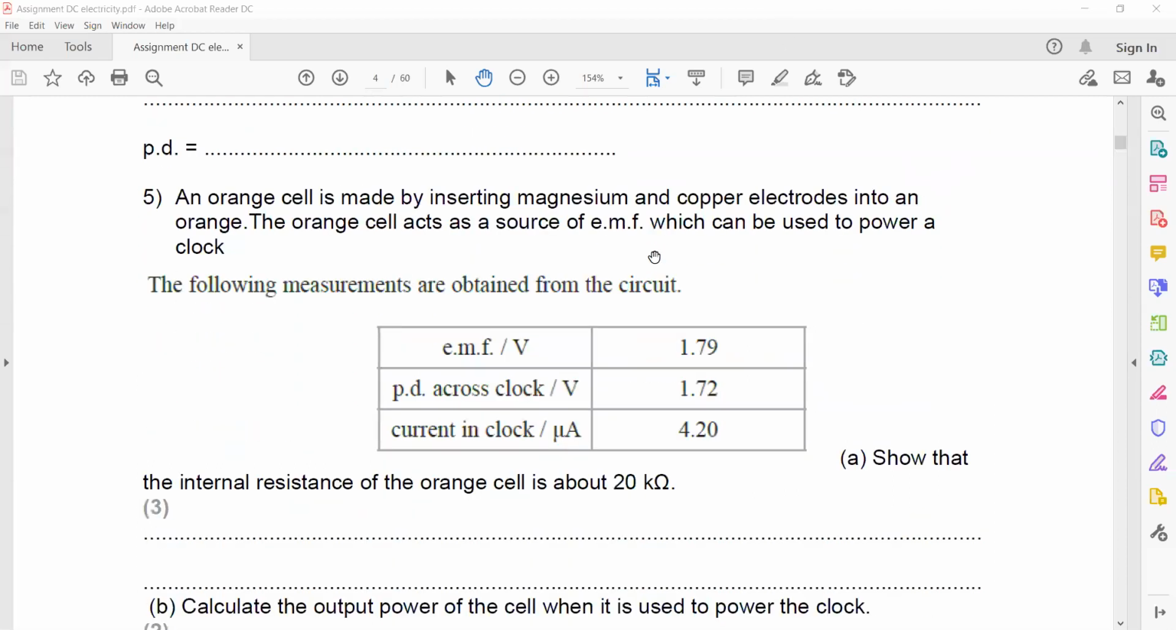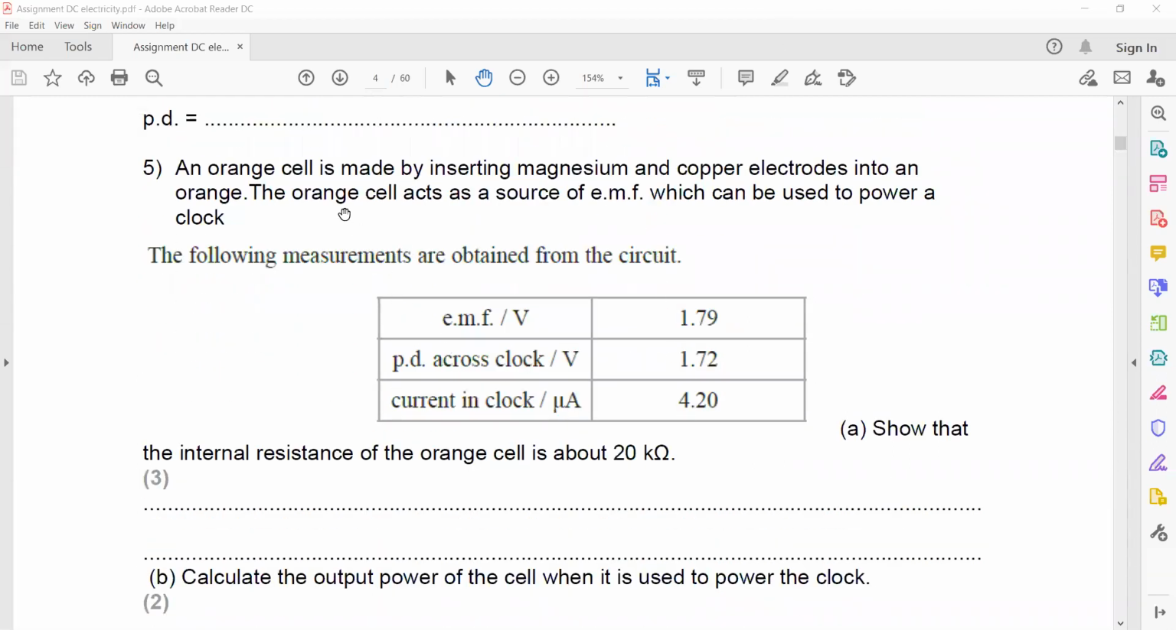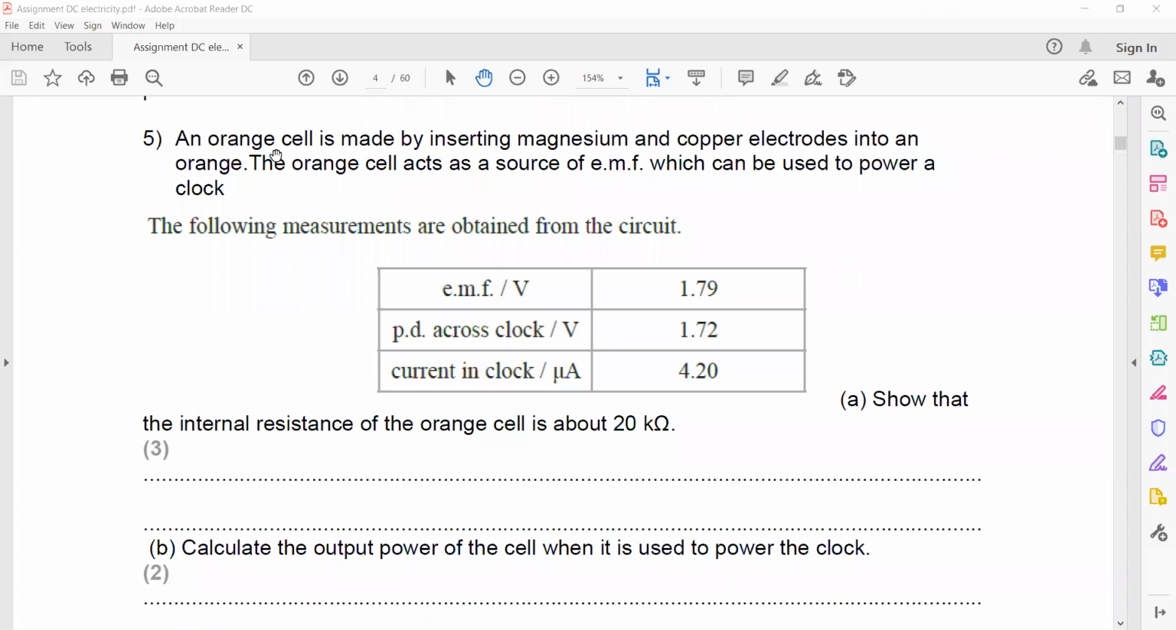Another question. An orange cell is made by inserting a magnesium and a copper electrode into an orange. The orange cell acts as a source of EMF which can be used to power a clock. The following measurements are obtained. The EMF, the maximum voltage, is 1.79. Potential across the clock, meaning the external voltage, is 1.72 and the current in the clock is 4.2 microampere. The internal resistance of the orange cell is about 20 kilo ohm.